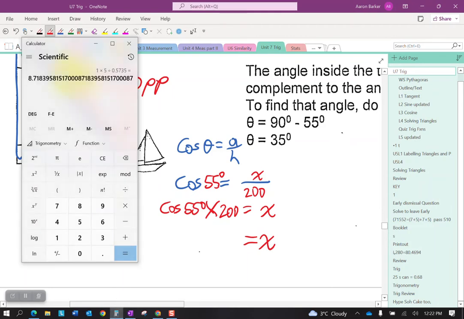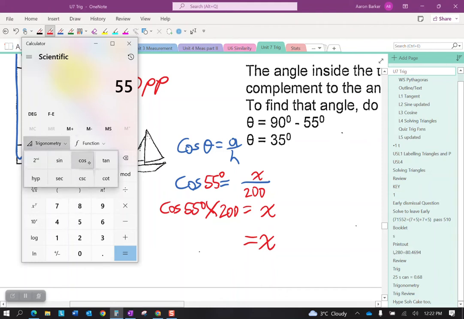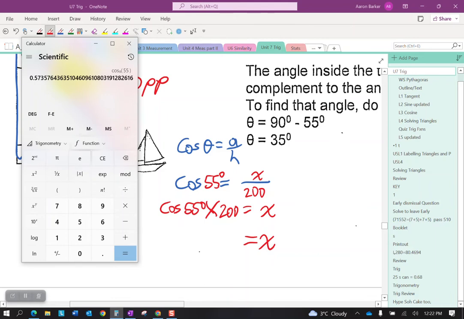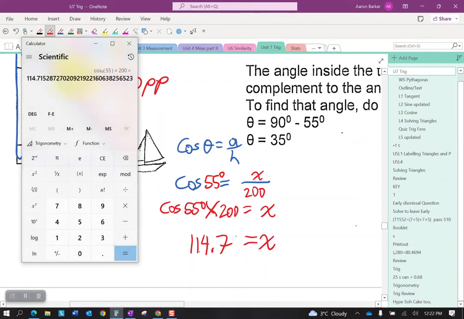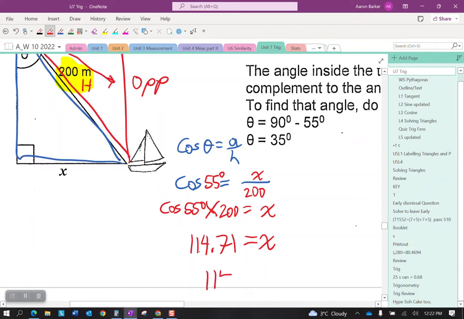If you want to make it into the decimals, you can. Go ahead. If you want to go and multiply, then you just go and multiply. So for me, I'll go 55 cos 0.5735, and then I'll simply go times 200. And I get 114.7. 0.71, which rounds to 114.7. Okay.